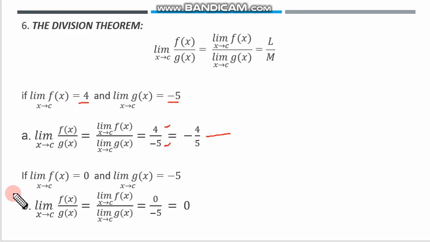Another example, our given here is the limit of f of x as x approaches c is equal to 0, while the limit of g of x as x approaches c is equal to negative 5. So we'll just put the individual limits in the numerator and the denominator, which is 0 and negative 5. So 0 divided by negative 5 is equal to 0.